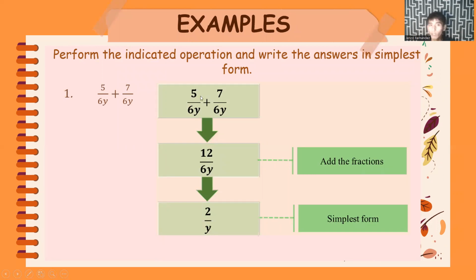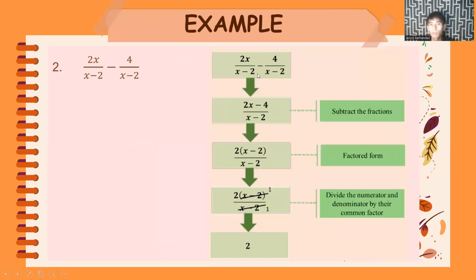They just add the numerators and then they factor this. It can be 2 times 6 and then it is 6 times y. So canceling 6, we have 2y. Okay. Another one. x minus 2 is the same denominator. Just do the operation on the numerator. We will have 2x minus 4. Just copy the denominator, and then factor out if necessary, cancel out, and then the remaining terms.